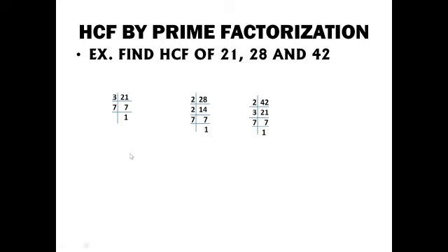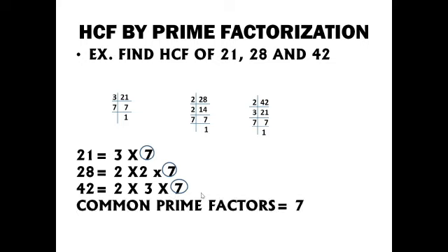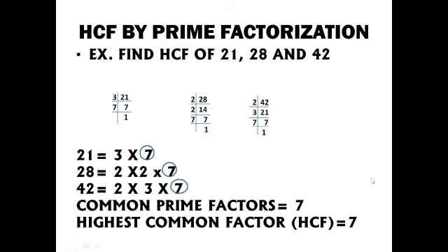Now we will pick out the common factors of all the three numbers. 2 is present in 28 and 42 but not in 21. 3 is present in 21 and 42 but not in 28. But 7 is present in all the three numbers. So 7 is our common factor, and because this is the only common factor, our highest common factor will be 7 only. So the highest common factor of 21, 28 and 42 is 7.